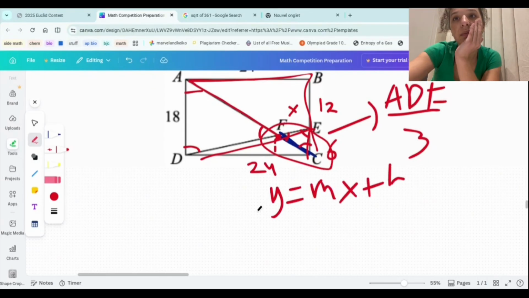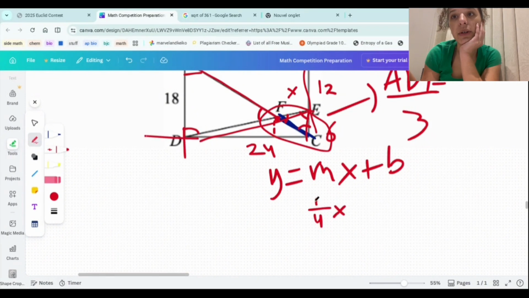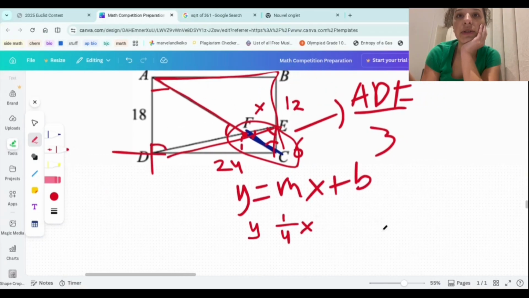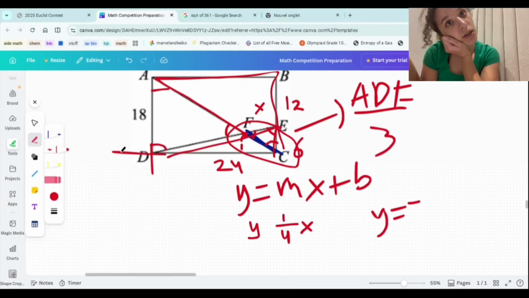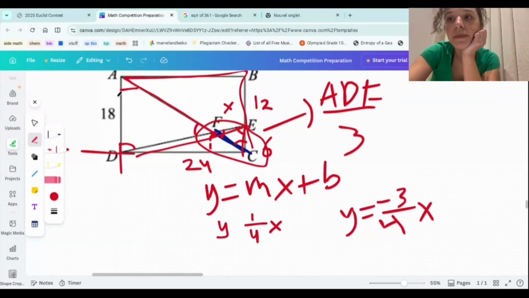So y equals mx plus b. I know its slope is rise over run, so 6 over 24, so 1 over 4. 1 over 4x, and let's just, yeah, this will be our origin. So b is 0, versus y2. Its slope is rise over run, so minus 18 over 24, so minus 3 over 4x, and it touches the y-intercept at 18, plus 18.